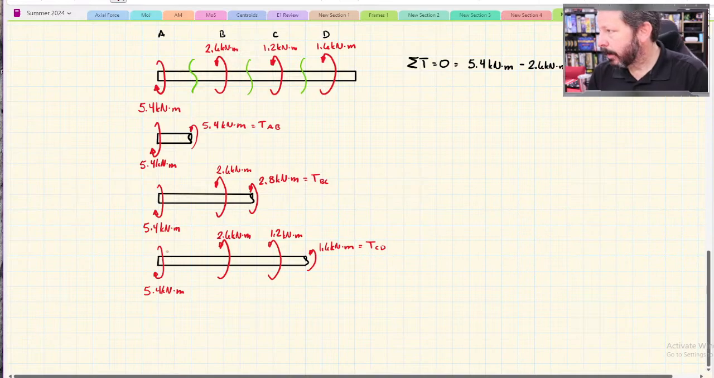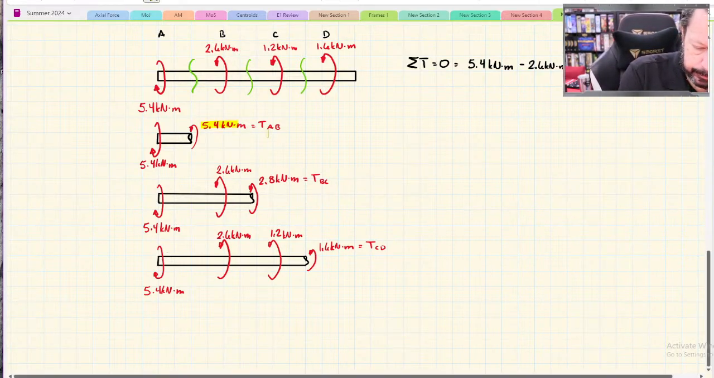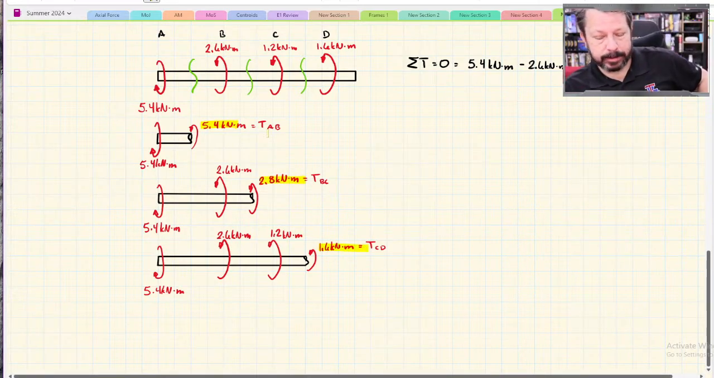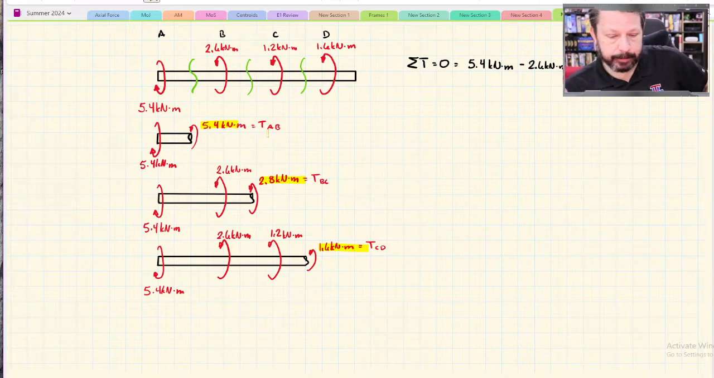So then, of these three, of here, here, and here, the problem wants me to design the shaft based on the worst case one of these, so it is AB.